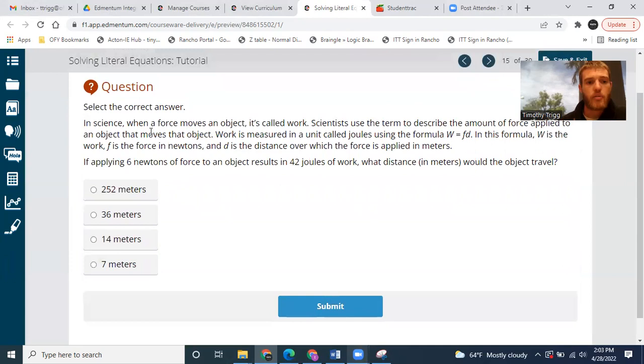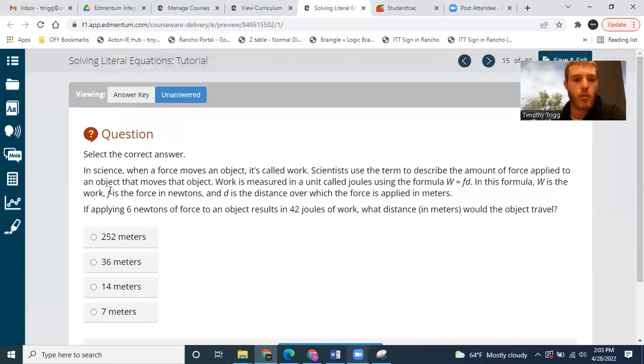All right, in science, when a force moves an object, it's called work. Scientists use the term to describe the amount of force applied to an object that moves that object. Work is measured in a unit called joules, using the formula W equals FD, F times D. In this formula, W is the work, F is the amount of force in newtons, and D is the distance over which the force is applied in meters. So again, W is work, F is force, and D is distance.